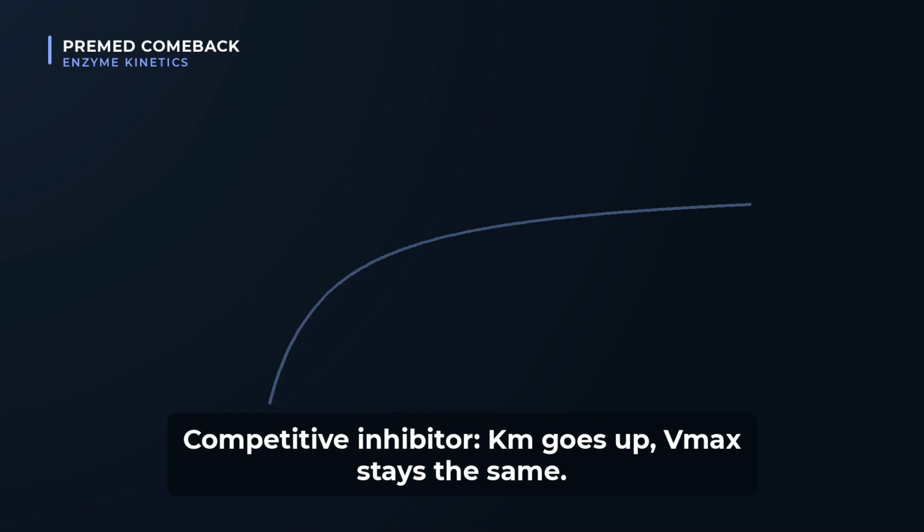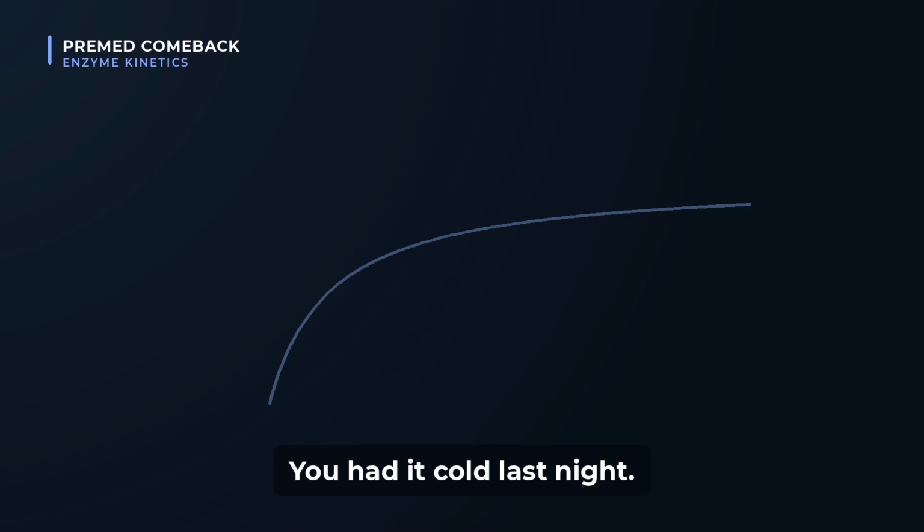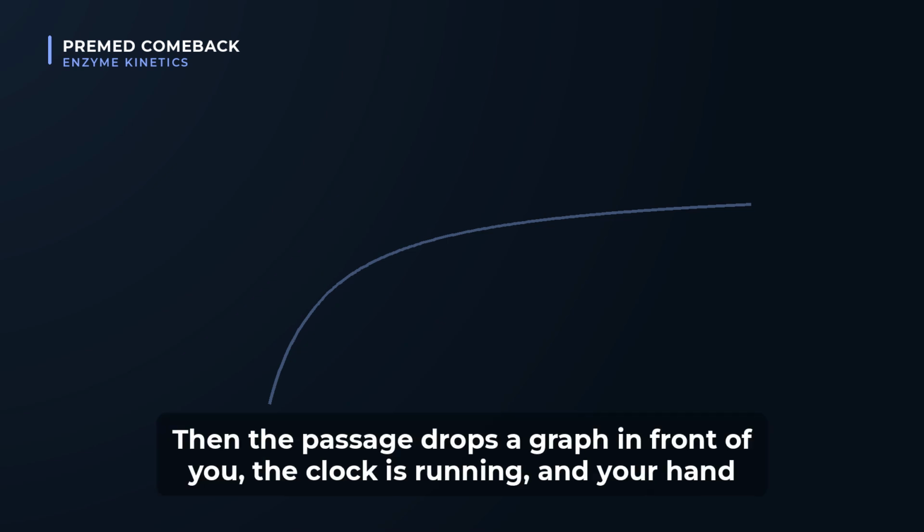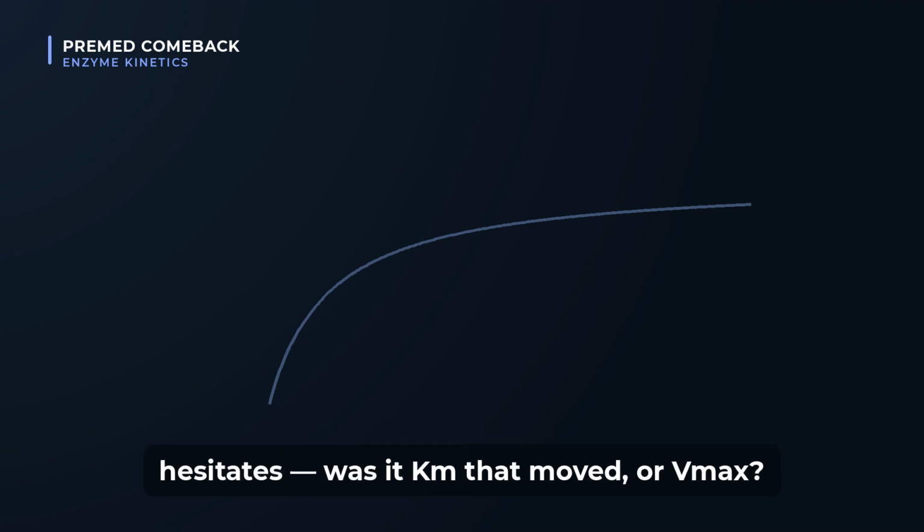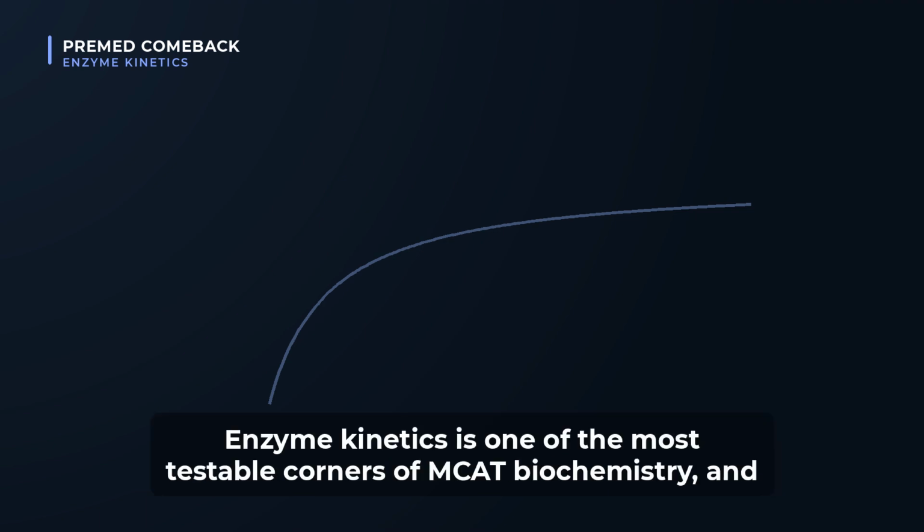You studied this. Competitive inhibitor, Km goes up, Vmax stays the same. You had it cold last night. Then the passage drops a graph in front of you. The clock is running and your hand hesitates. Was it Km that moved or Vmax?